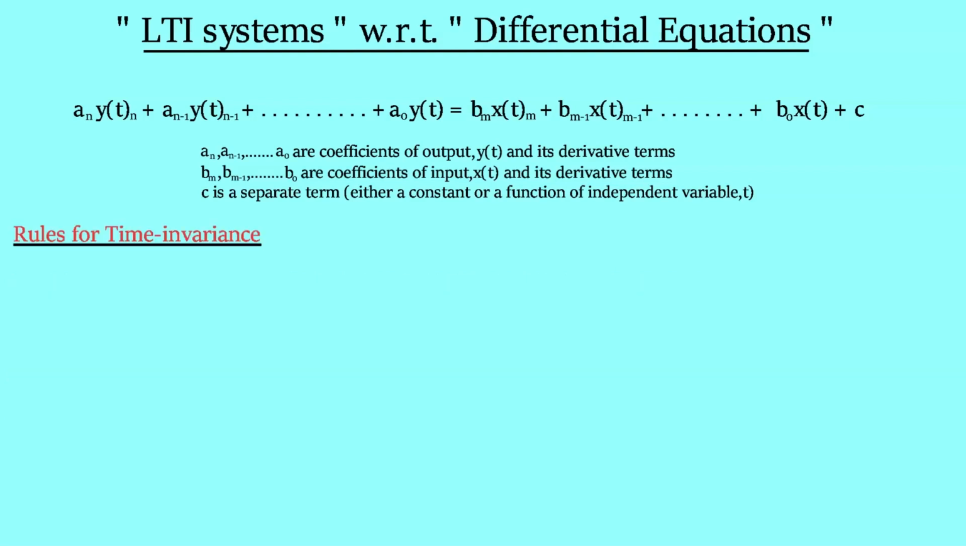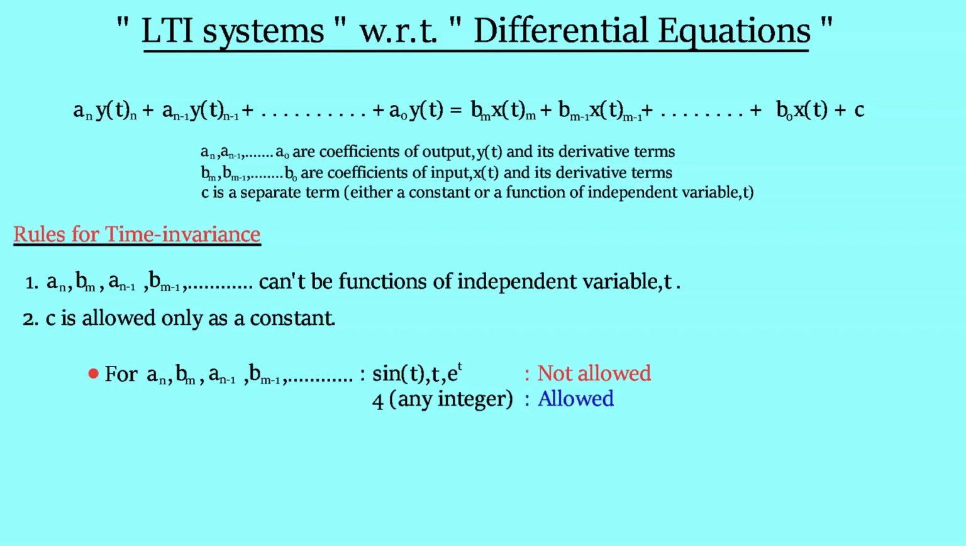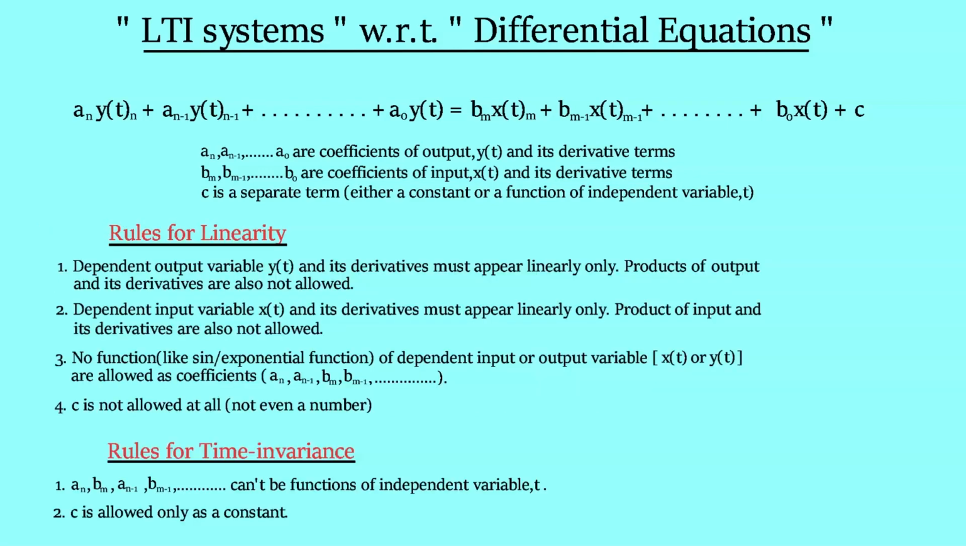Now we will see the rules which are to be followed by a differential equation to be time invariant. The first rule is any of the coefficients cannot be a function of the independent variable t. The separate term c is allowed only as a constant. We have seen the rules for linearity and time invariance separately. Now we will merge both the rules to find the rules which have to be followed by the differential equation for the equation to be representing a linear time invariant system.